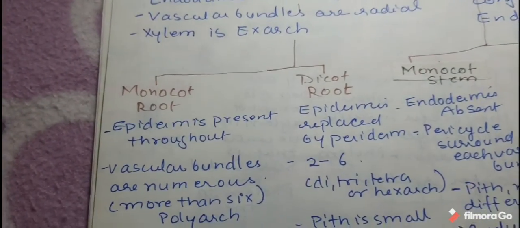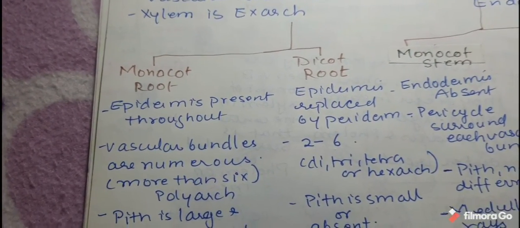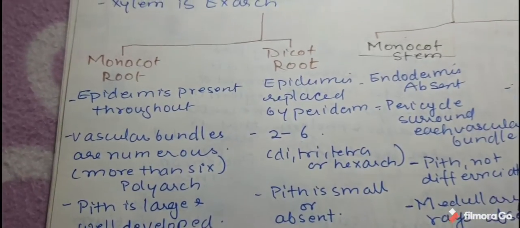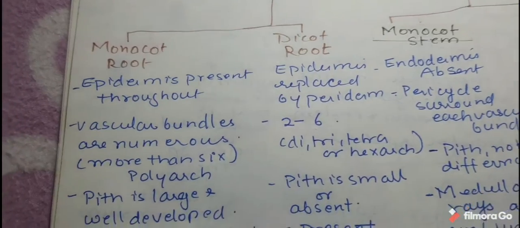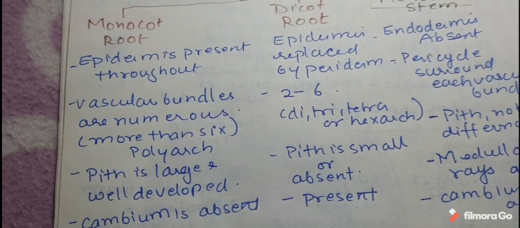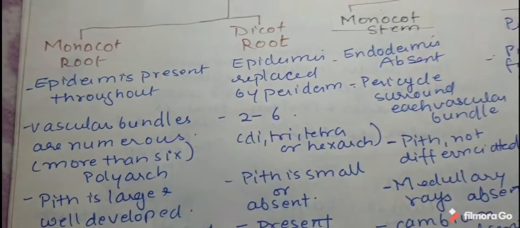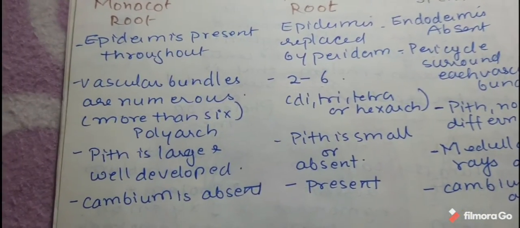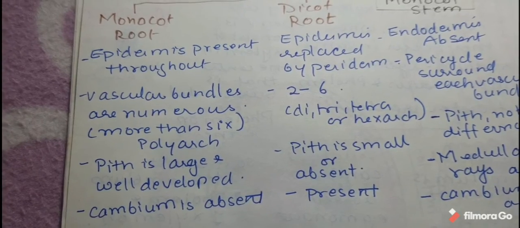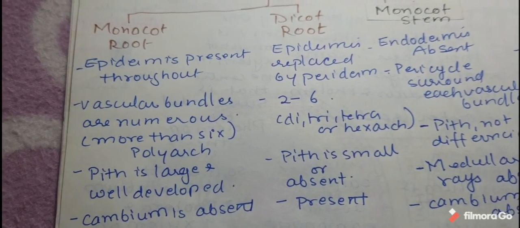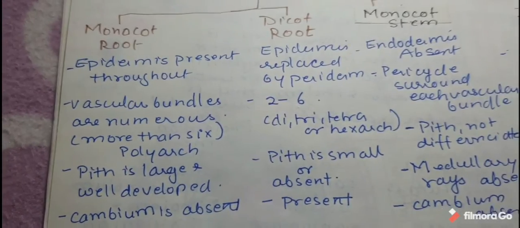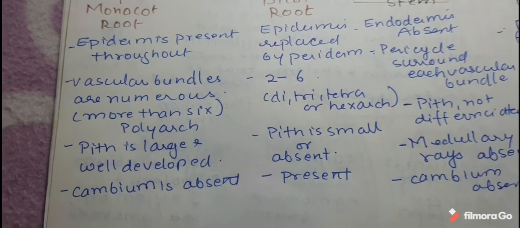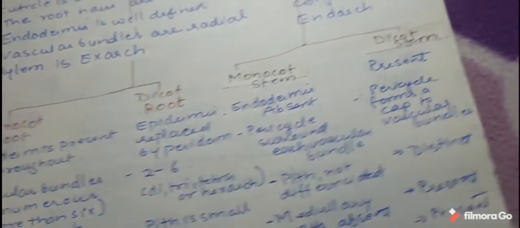Now, if you see the difference between the monocot and dicot root, here the epidermis is present throughout, whereas in dicot the epidermis is replaced by periderm. Monocot number of vascular bundles is more as compared to dicot. In the dicot it is 2 to 6, and pith is large in monocot as compared to dicot, and cambium is always present in dicot and is always absent in monocot.